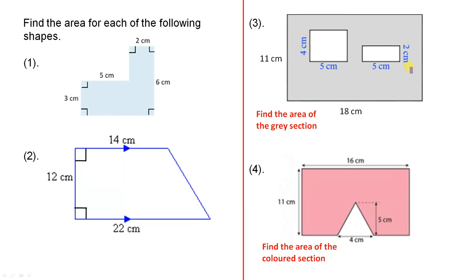This one here is quite straightforward because we have to find the area of the grey section. So we have a large rectangle and two smaller rectangles, but we only have to find the area of the grey section, so I think you'll have a clue there. Over here we're finding the area of the coloured section. Now it's almost a rectangle, but we've got that part missing, so that's giving you a hint what we do. So that's the base there, and that's the perpendicular height.